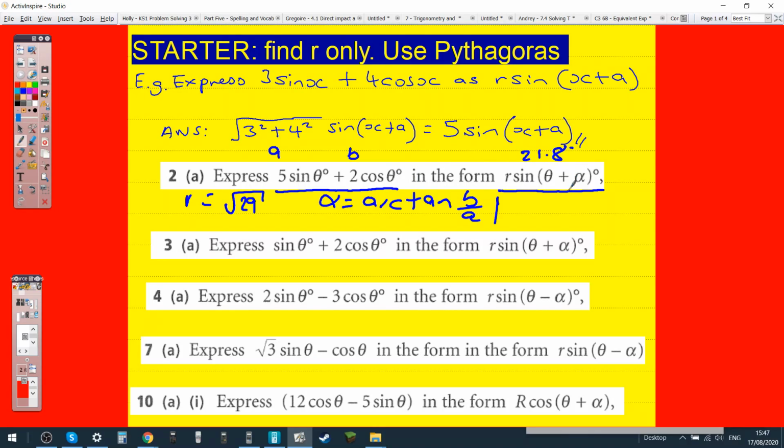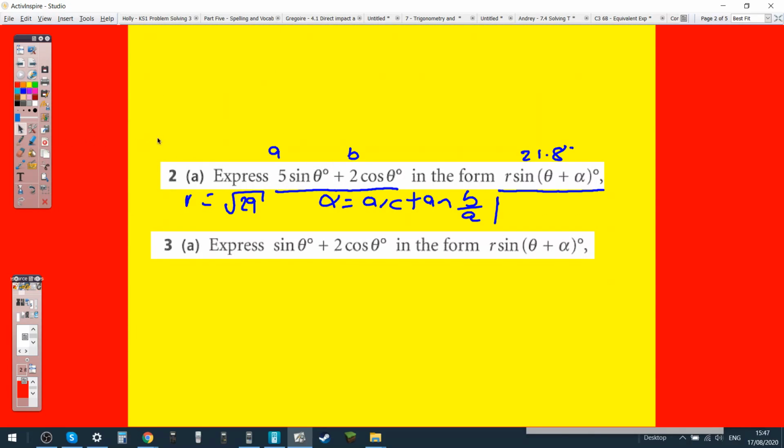21.8. And so what is another way of writing 5 sine theta plus 2 cos theta in the form r sine theta plus alpha? So would that be like root 29 sine theta plus 21.8? Yep. Okay, try next one.